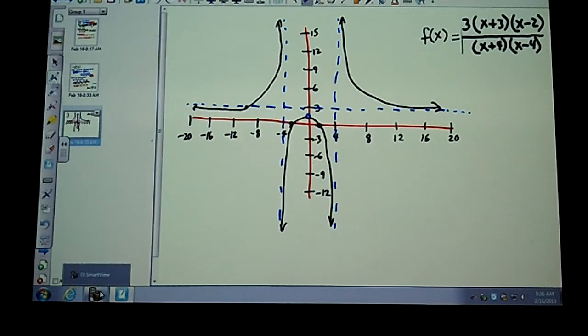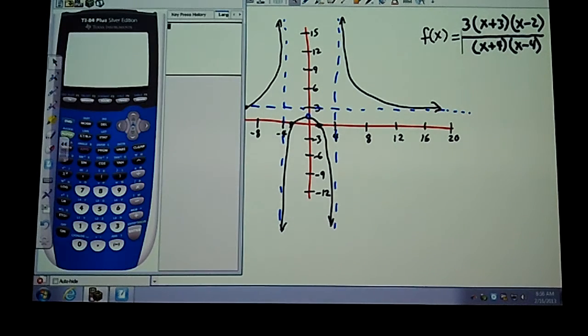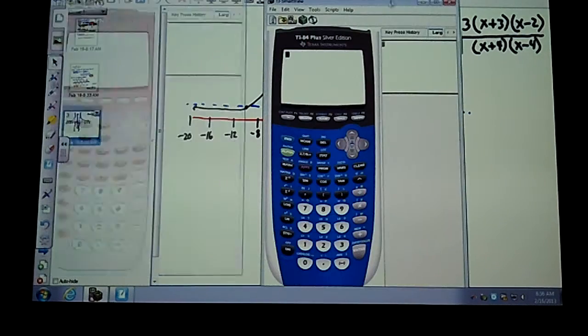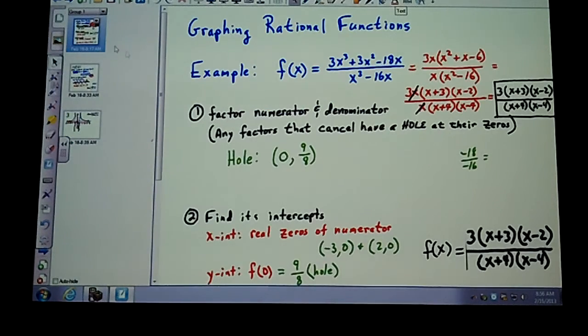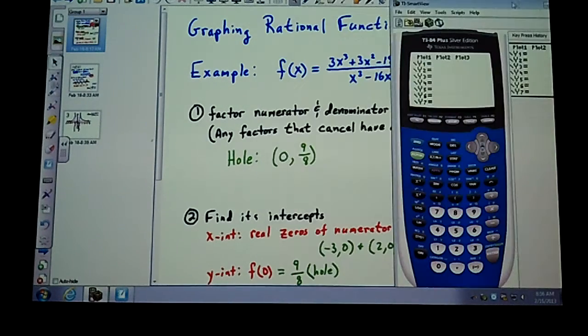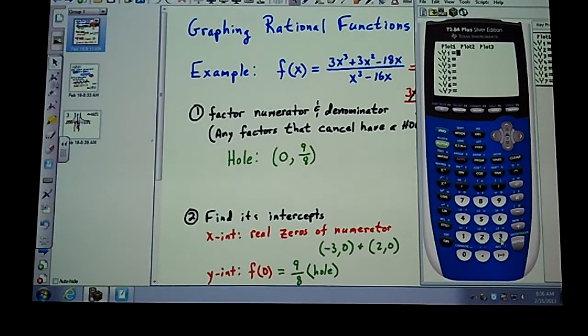Now, of course, we can go ahead and check this out by using our graphing calculator. So I'll come over here and press the y equals button. Let me remind myself what the original function actually looked like, and bring this calculator over here so I can type it in. Our function was 3x cubed plus 3x squared minus 18x in parentheses, divided by x cubed minus 16x.